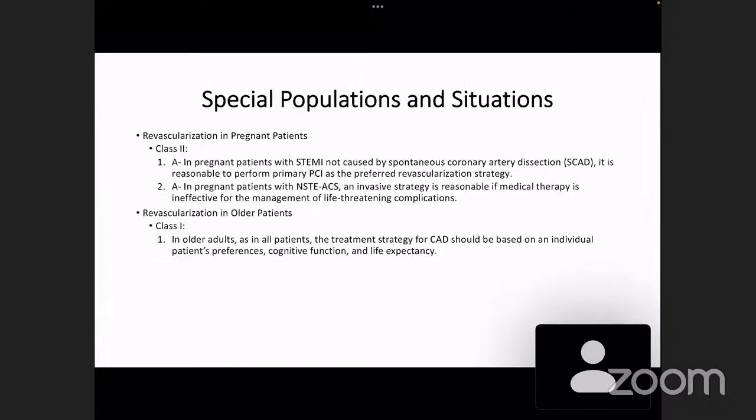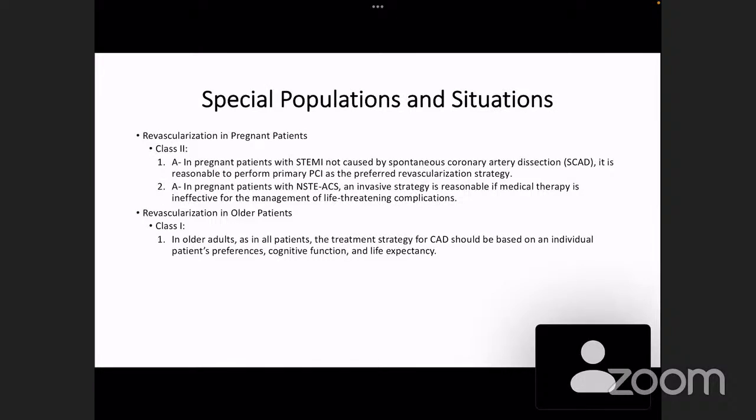Special population and situation. Revascularization in pregnant patients, class 2A indication in pregnant patient with STEMI, not caused by spontaneous coronary artery dissection. It is reasonable to perform primary PCI as the preferred revascularization strategy. In pregnant patient with non-ST elevation acute coronary syndrome, an invasive strategy is reasonable if medical therapy is ineffective for the management of life-threatening complications.